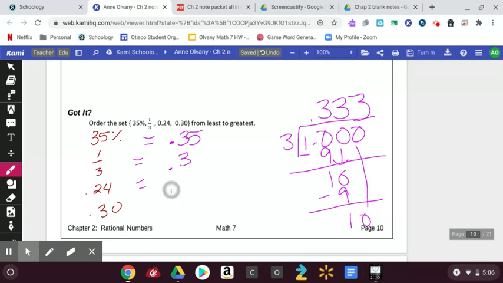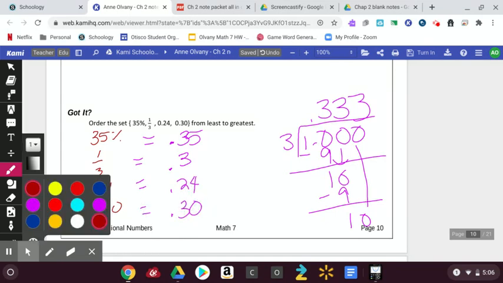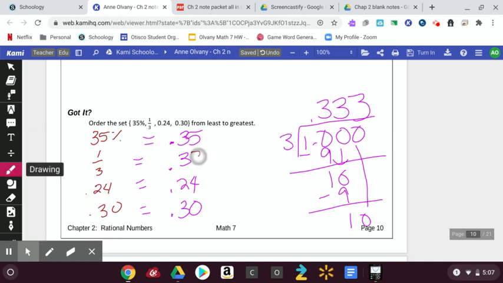Then I have a decimal 0.24 and a decimal 0.30. In order to make them all the same length, I need to annex another 3 here. The reason I annex a 3 is because this is repeating. If I need more, I'm going to add more 3s. However, I should now be able to compare since they're all the same length.